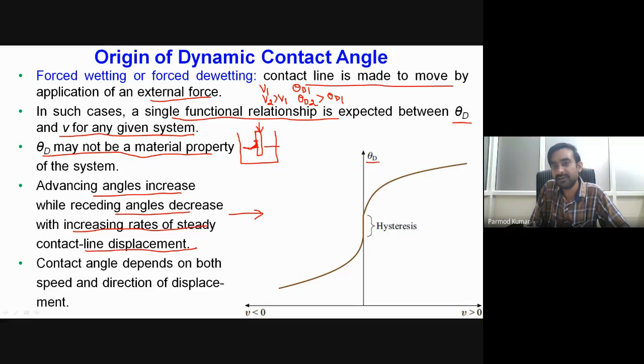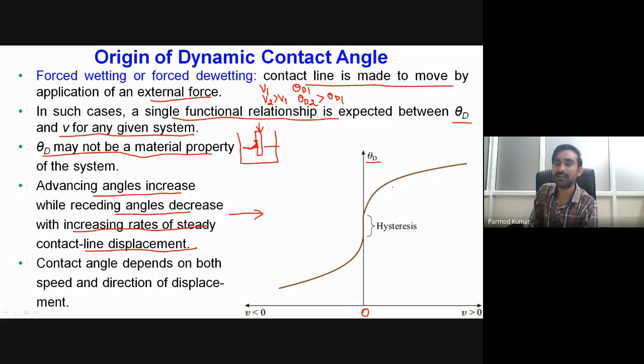This phenomenon is established here with the help of a graph. You can see we have the dynamic contact angle plotted along the ordinate, and along the abscissa we have the contact line velocity. At this point the contact line velocity is 0, and on the left side we have contact line velocity less than 0, which represents receding. In the receding phase of the liquid contact line, if you increase the contact line velocity, the dynamic contact angle decreases.